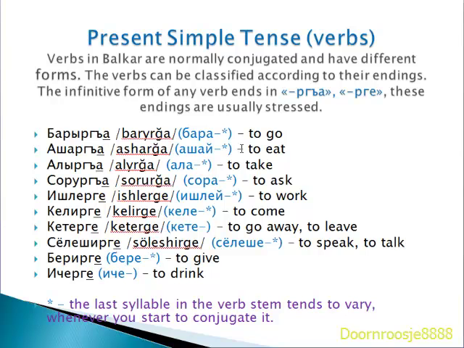So note that forms given in brackets in blue are used whenever you start to conjugate the verb. So for conjugation any further, you're going to use these forms, the stem of the verbs here. And note that the last syllable in any verb stem tends to vary whenever you start to conjugate it. You see that.